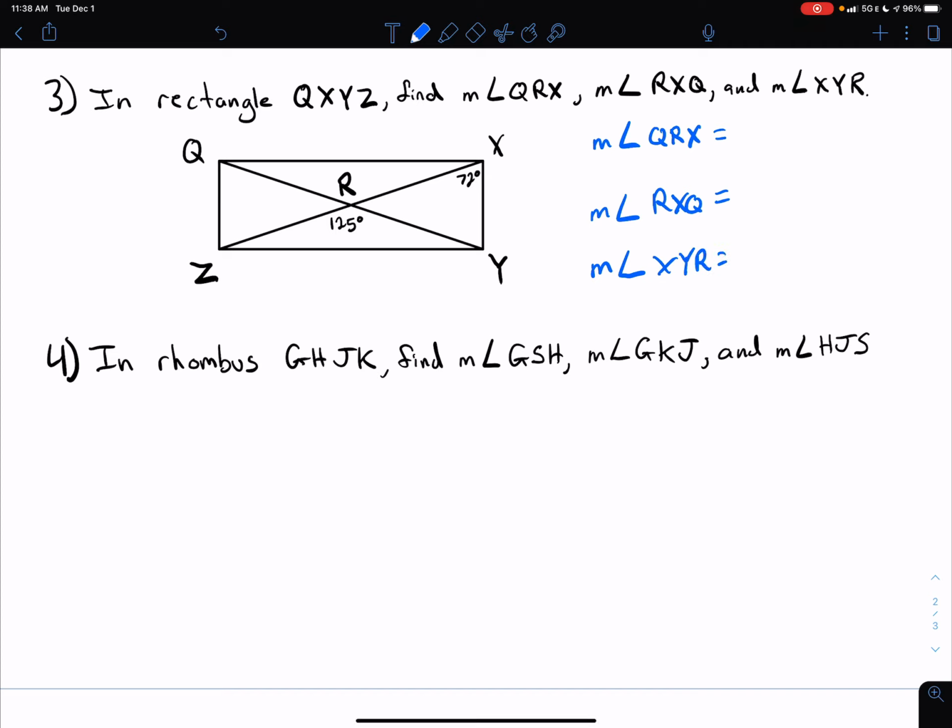So QRX is going to be QRX. Okay, so that's the angle we're looking at. That's really weirdly written. All right, anyway, that one there. So check this out. We've got a vertical angle here that we can use. So these two are vertical angles. So that's going to be 125 degrees.